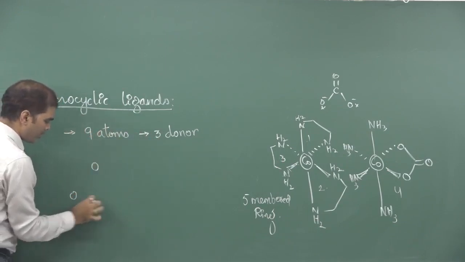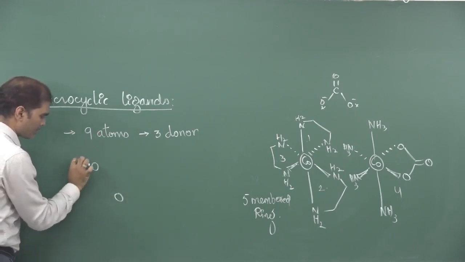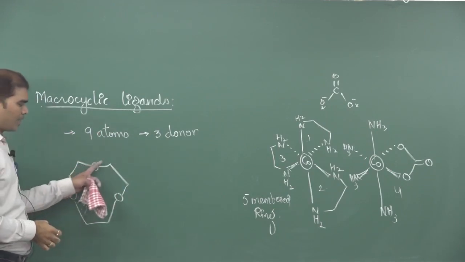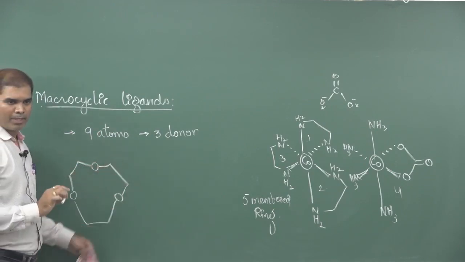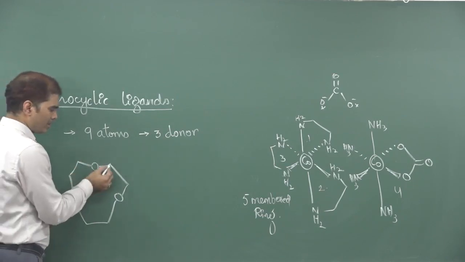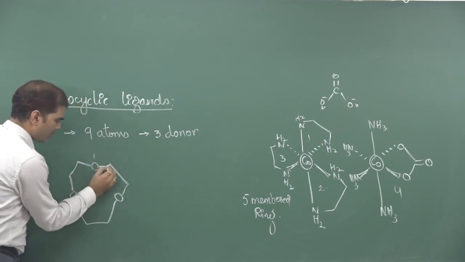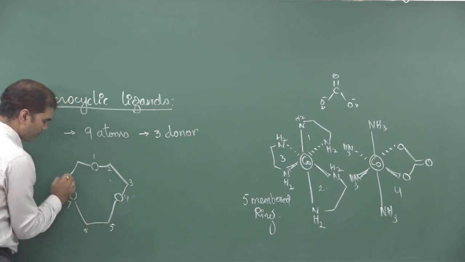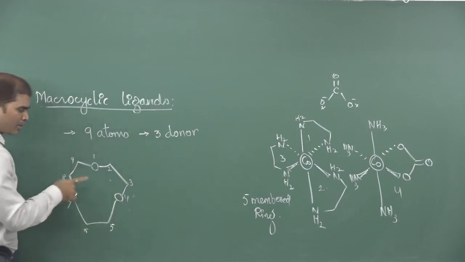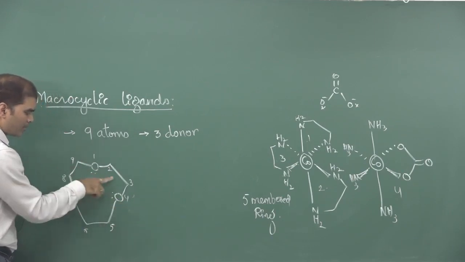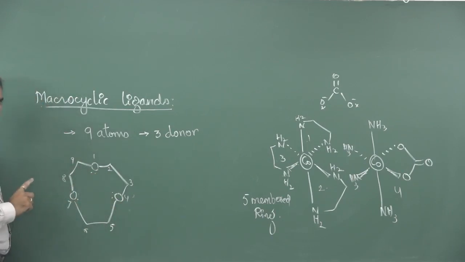A simple example I am taking: these are the 3 oxygens. These 3 oxygens are connected by ethylene bridges. We call them ethylene, though there is no double bond. Common name we call it ethylene. So what is the size of this ring? We just count it. Altogether there are 9 atoms, out of which 3 are donor atoms. Since there are 3 donor atoms and 9 atoms altogether, I can call this a macrocycle.